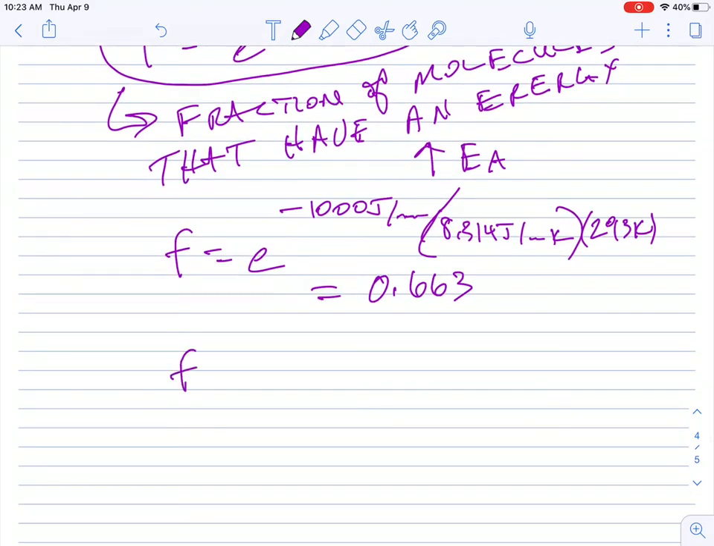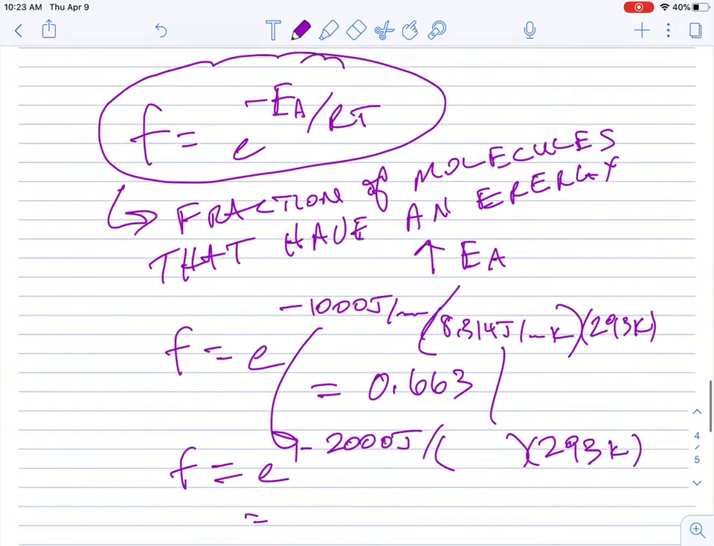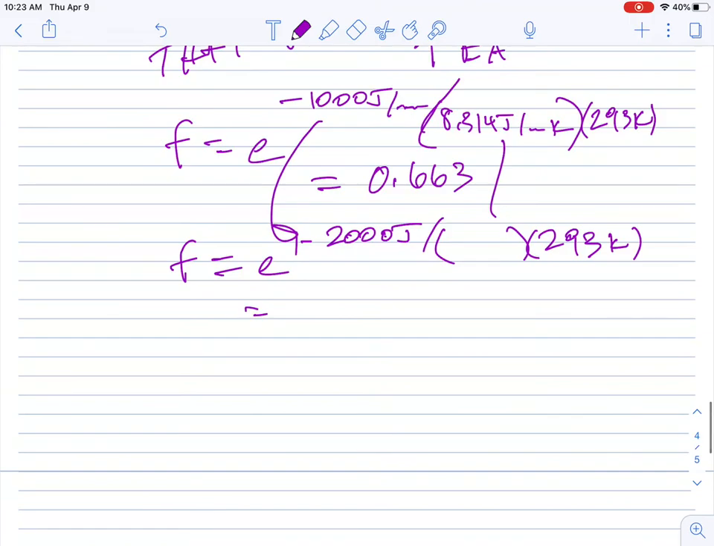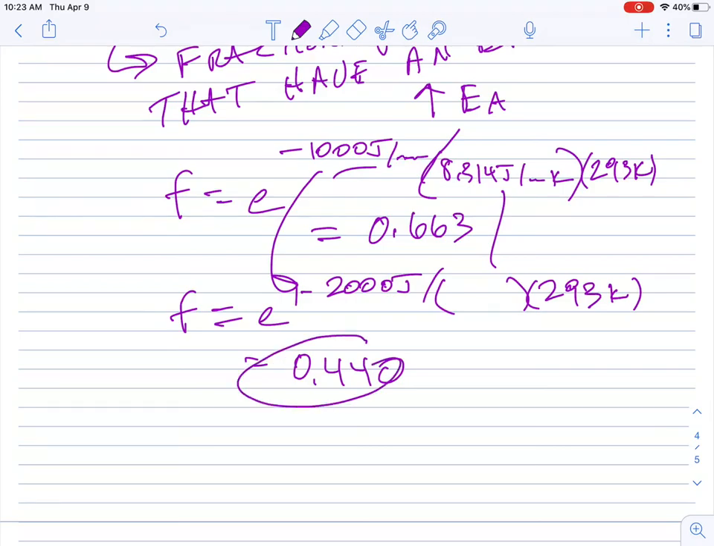Now, let's play the what if game. If we do the same thing, but the activation energy is negative 2,000, in other words, so now this activation energy has gone up, and everything else stays the same, 8.314, we're still running at 293 Kelvin. Now that frequency factor, or that fraction, is going to be 0.44. So by raising that activation energy, even though the temperature stays the same, we have a smaller fraction of those collisions that are above that activation energy. Guess what? The reaction's going to slow down.